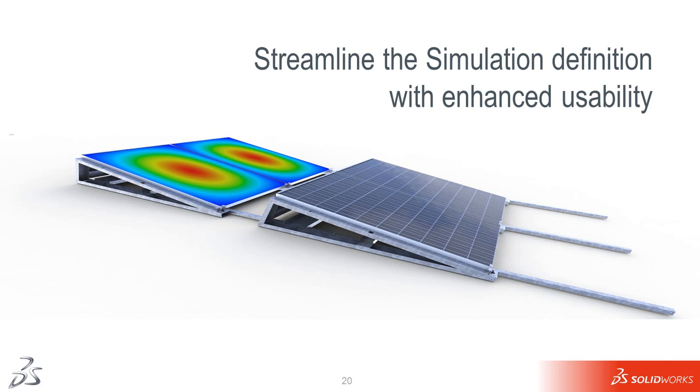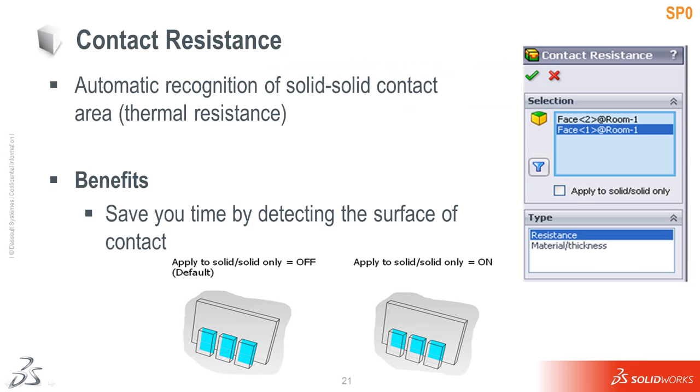If you are solving a problem that uses the heat conduction in solids option, you can specify the thermal contact resistance at the solid-solid and the solid-fluid boundaries. Thermal contact resistance can be specified either by inputting the value of thermal contact resistance or by inputting the thickness and material of the contact layer.